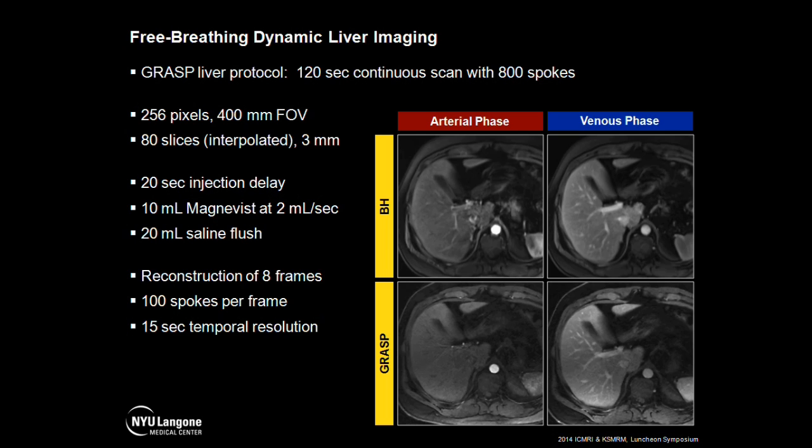In the figure, you can see some images. In the top row, these are conventional breath hold scans for the arterial phase and the venous phase. In the bottom row, you can see the corresponding GRASP images, which were acquired during free breathing, again for the arterial phase and venous phase.